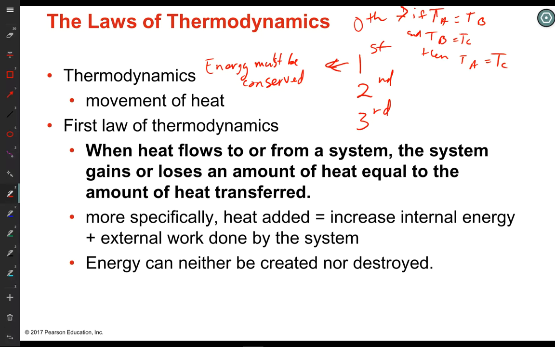Now, we've already talked about things like that. We have elastic collisions. In an elastic collision, kinetic energy was conserved. Energy is always conserved. We can move energy from one thing to another via work, or now we have heat. Two ways of transferring energy from one place to another. But you can't create it or destroy it. You can only transfer it.